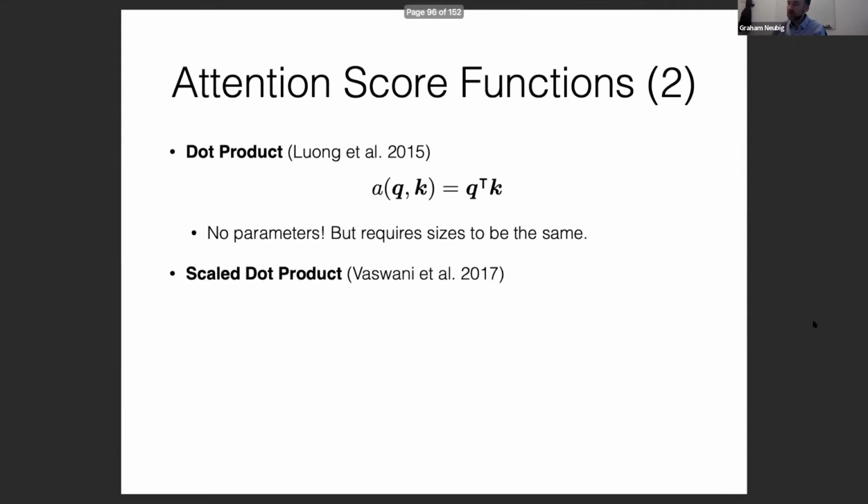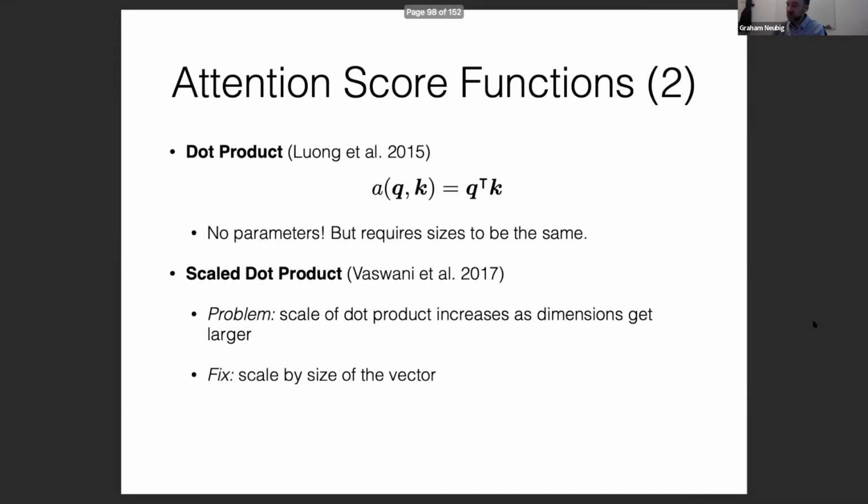And then finally, we can have the scaled dot product. One problem is that the scale of the dot product increases as the number of dimensions gets larger. And so the way of fixing this is basically scaling it by the size of the vectors. So you take the square root of the size of either the key vector or the query vector. It doesn't really matter which one, because they're both the same size here. And this allows you to make sure that even if you have larger or smaller values, the scale with which the attention weights vary stays approximately the same.